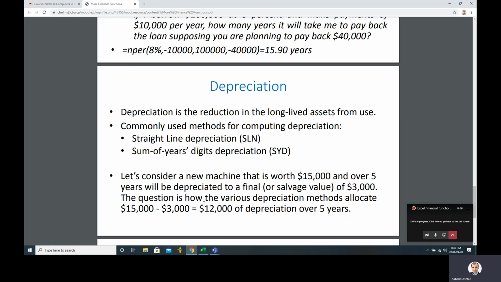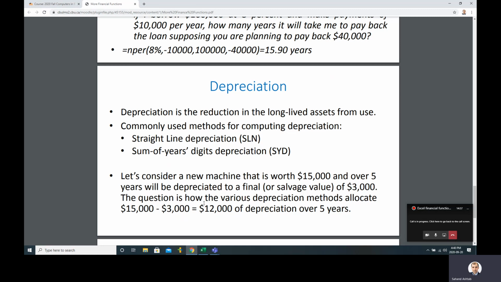Let's consider a new machine that is worth 15,000 and over 5 years will be depreciated to a final or salvage value of 3,000. What that means is that it's worth 15,000 in the beginning, and after 5 years, it is worth 3,000. So it has lost value over the course of 5 years of being used. The question is how much it has been depreciated. That is 15,000 minus 3,000, which is 12,000. So it has lost value equal to 12,000.